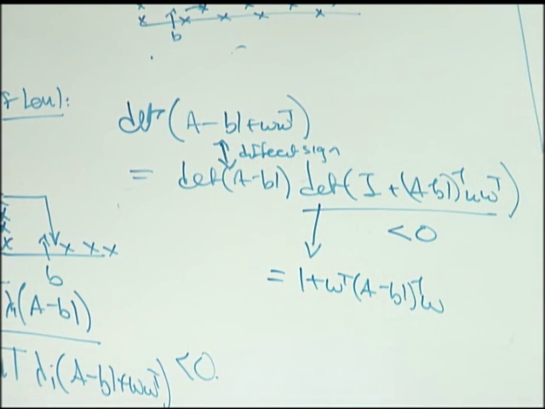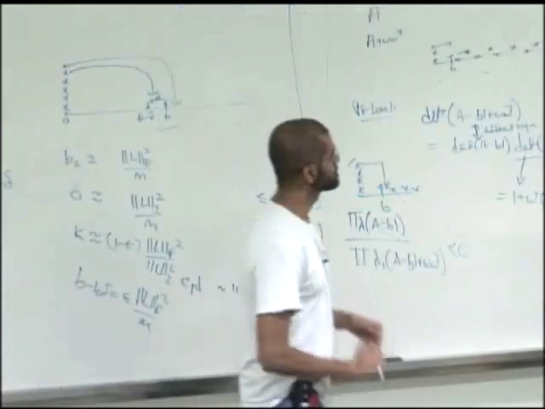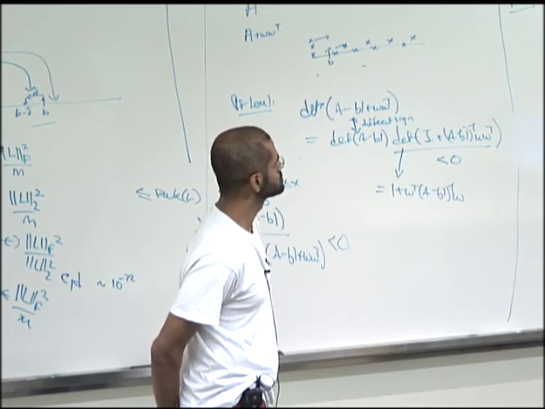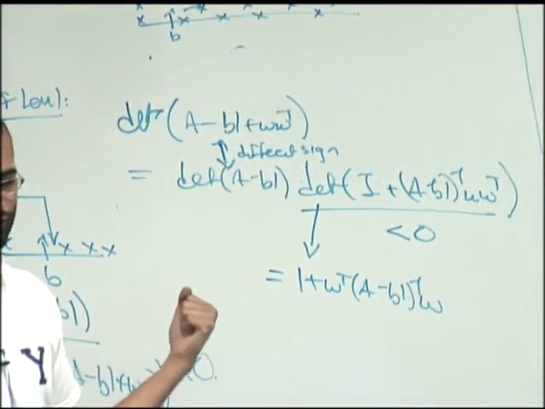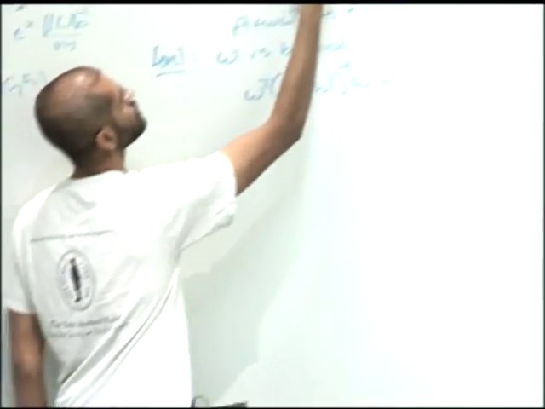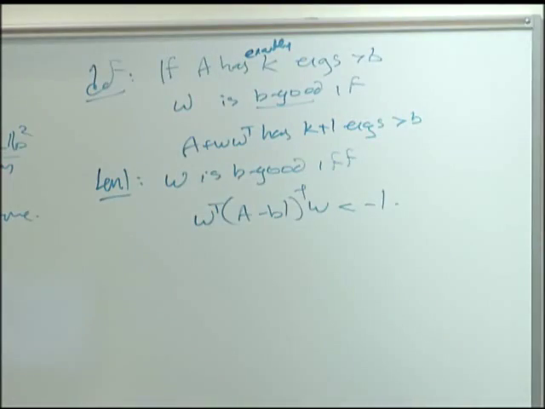Previously you wanted A to have exactly k eigenvalues bigger than b. Yes, A has exactly k eigenvalues. So assume A has some number of eigenvalues bigger than b. What are the conditions for having one more eigenvalue bigger than b? The point is this is one more, it could be k plus 1. Okay, is everybody okay with this? Okay, so that's lemma 1.